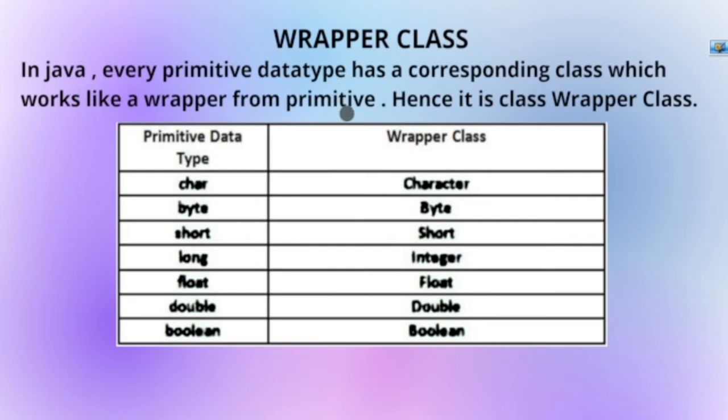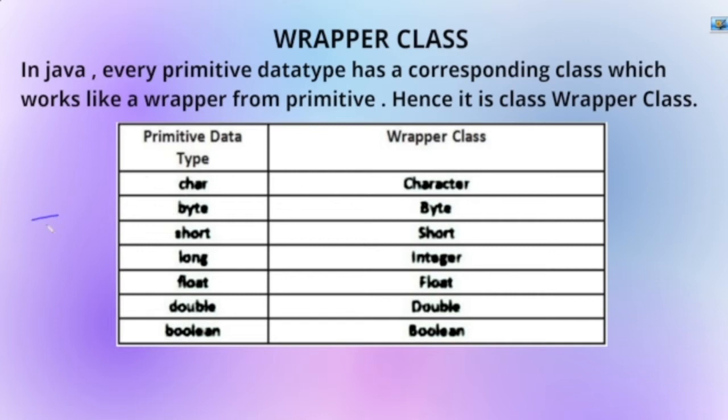In our previous classes, we have seen the super keyword and typecasting. Let us see the next concept today. Next, we are going to learn about wrapper classes. In Java, every primitive data type has a corresponding class which works like a wrapper for a primitive. Hence, these classes are called wrapper classes.